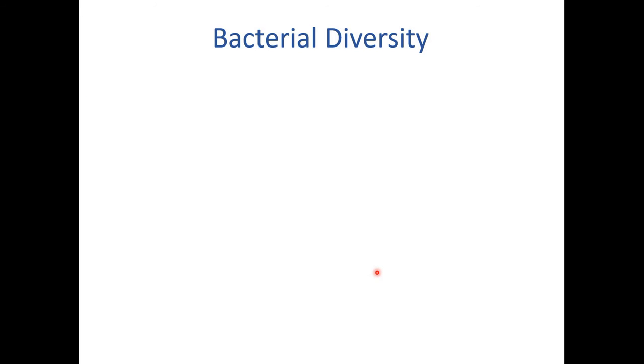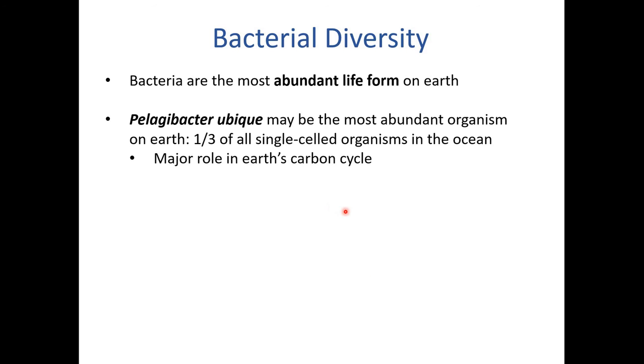So in terms of bacterial diversity, bacteria are actually the most abundant life form on Earth. And this one bacteria in particular is probably the most abundant organism on Earth. This is called Pelagibacter ubique. And again, it may be the most abundant organism on Earth.